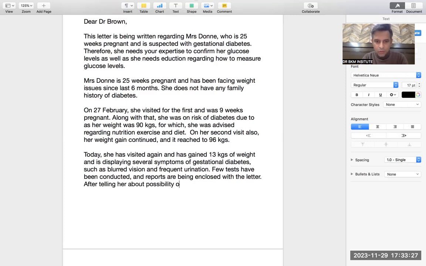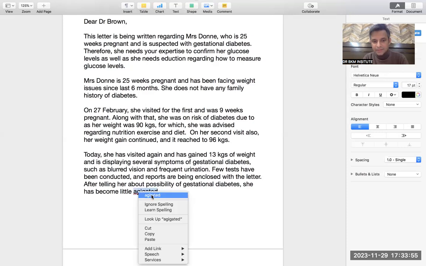the possibility of gestational diabetes, she has become little agitated. Again, I am not trying to use their language. I am trying to make my language easy: after knowing this, she became a little agitated. That's it.